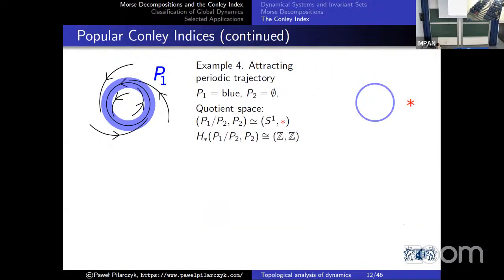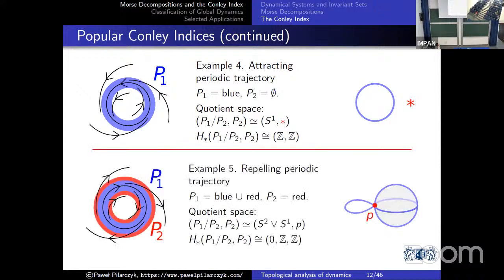Let's see two more situations. If we have an attracting periodic trajectory, then P1 could be like a belt around this trajectory. All the trajectories enter this neighborhood in forward time, so no trajectories exit. The exit set is empty. Again, we have the division by 0 error, so we have this extra point, and we get the circle and this extra point that doesn't count for homology. So the homology is Z and Z. If we have a repelling, an unstable periodic trajectory with one dimension of instability, then the exit set could be something like the one that was red here.